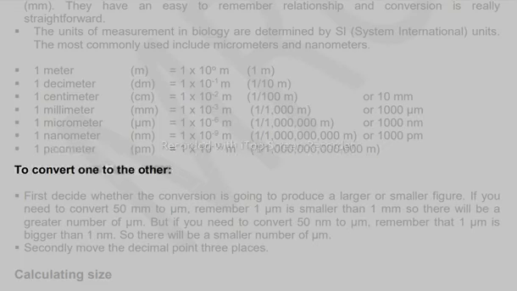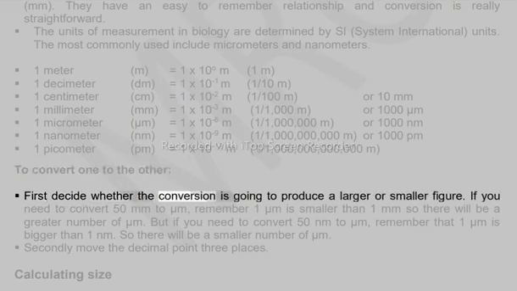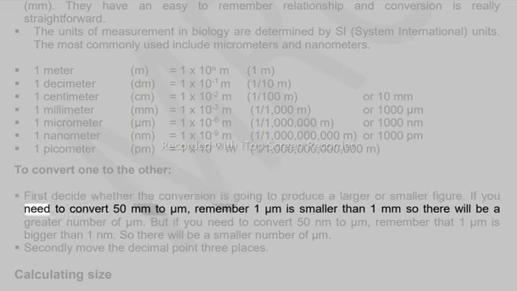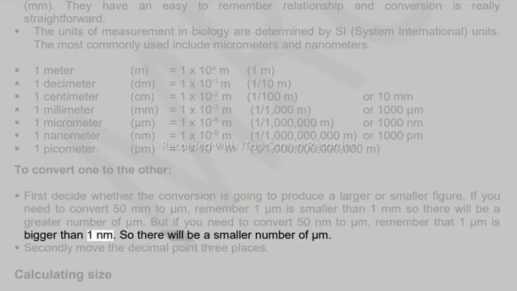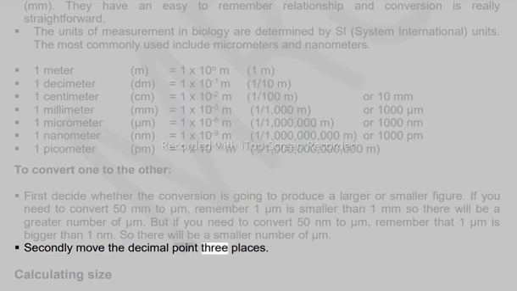To convert one to the other, first decide whether the conversion is going to produce a larger or smaller figure. If you need to convert 50 millimeters to μm, remember 1 micrometer is smaller than 1 millimeter, so there will be a greater number of μm. But if you need to convert 50 nanometers to μm, remember that 1 micrometer is bigger than 1 nanometer, so there will be a smaller number of μm. Secondly, move the decimal point 3 places.